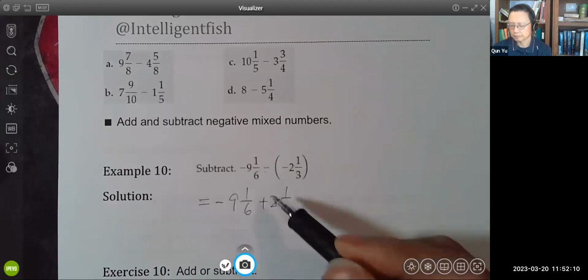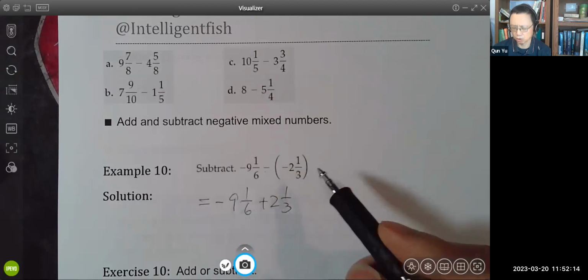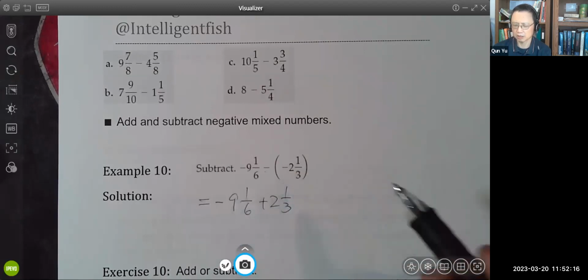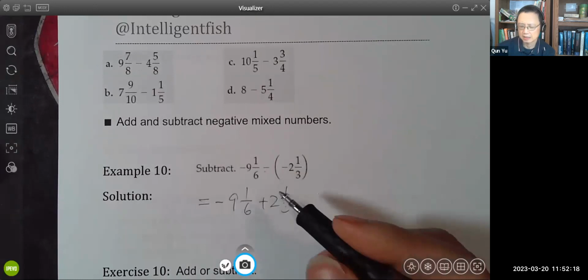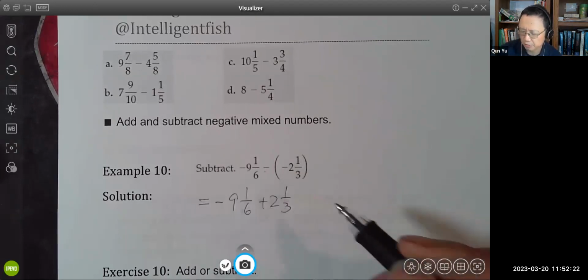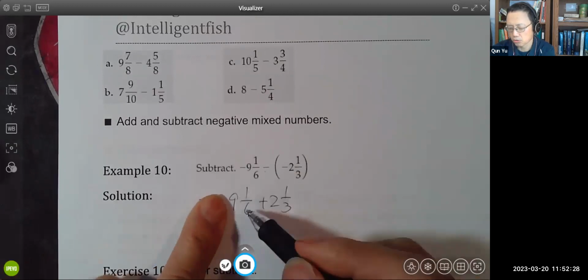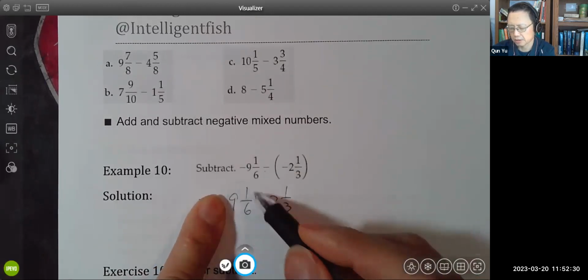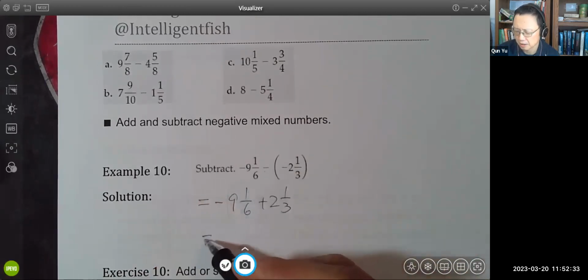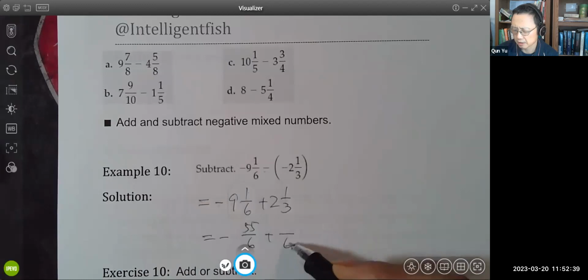Now, when you have one negative number and one positive number, usually we want to convert it to an improper fraction. It's not easy to make a mistake if we convert to an improper fraction. So multiply and add. Don't multiply just the 9. Negative this whole thing, convert this whole thing into an improper fraction. So negative 55 over 6 plus 3 on the bottom.